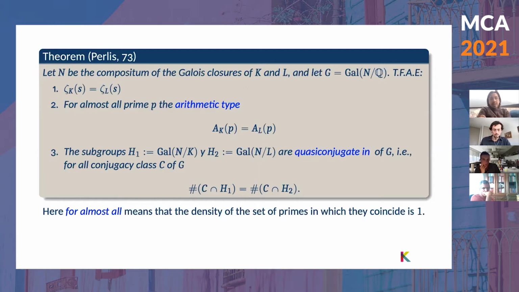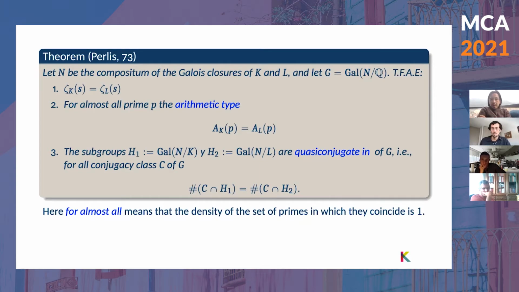It was in the 70s that he proved the following three things are equivalent. The zeta functions are the same. The arithmetic types are the same for almost all primes, that means for a density 1 set of primes. And certain groups are quasi-conjugated. What do I mean by certain groups? Here I just wrote the compositum of the Galois closures of K and L, but you can take any Galois number field that contains K and L. Take anything you like.